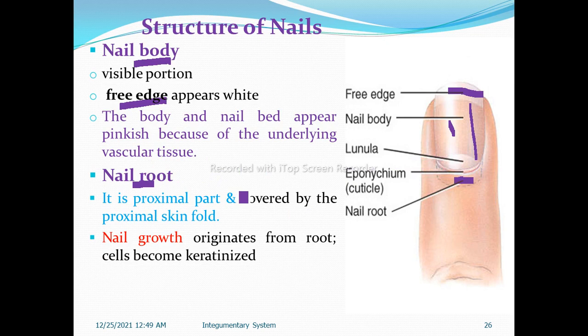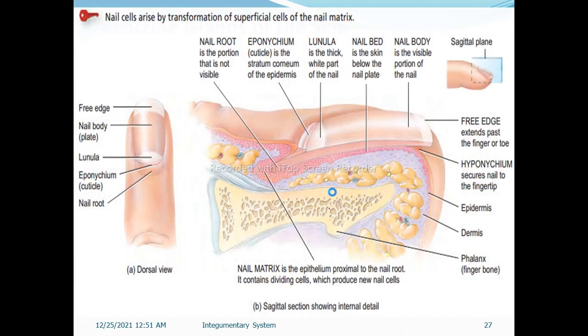It is the proximal part and covered by the proximal skin fold. So this is the nail root. Nail growth originates from the root. Then it will grow, so cells become keratinized. So the nail growth starts from the root and nail matrix. So it will grow. Nice. This one is a very important thing. I will revise this nail.